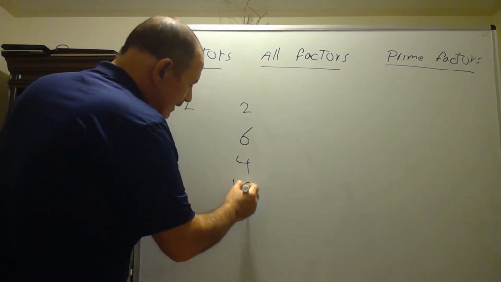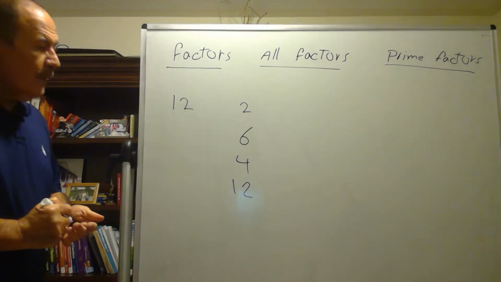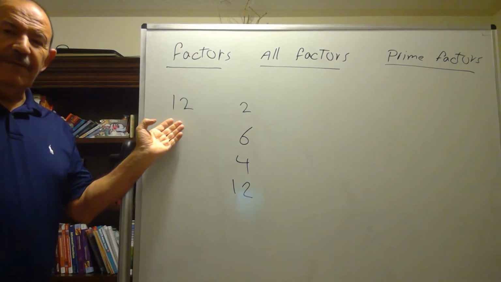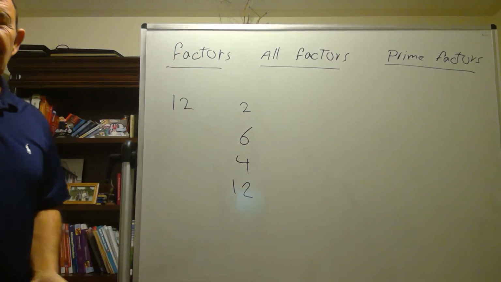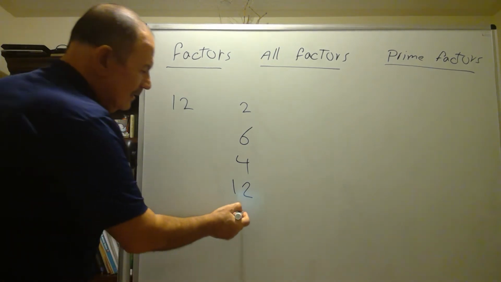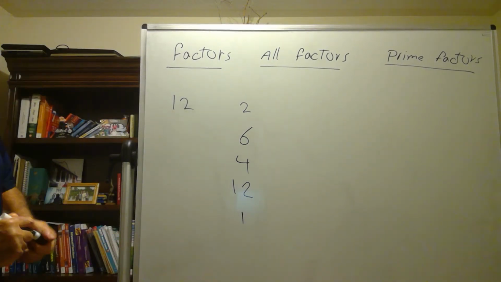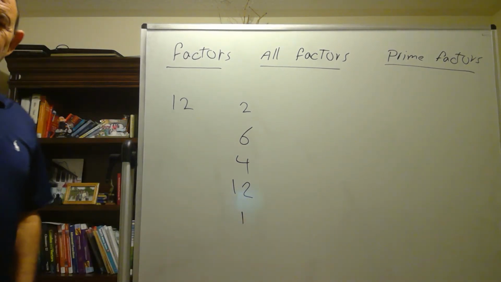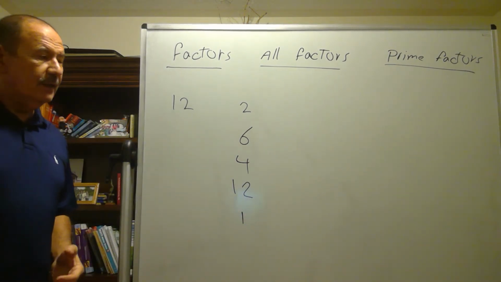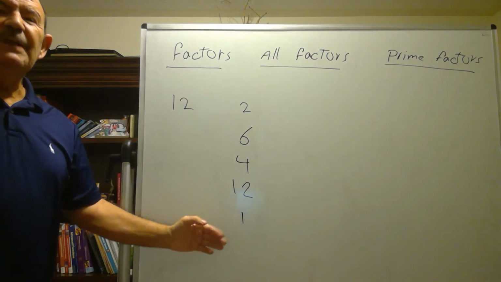Another factor is 12. 12 is a factor of 12. Why? Because if we divide 12 by 12, the answer is 1, remainder is 0. The other factor is 1. If we divide 12 by 1, the answer is 12, the remainder is 0. As I told you, we care about the remainder. All the divisors with 0 remainder.